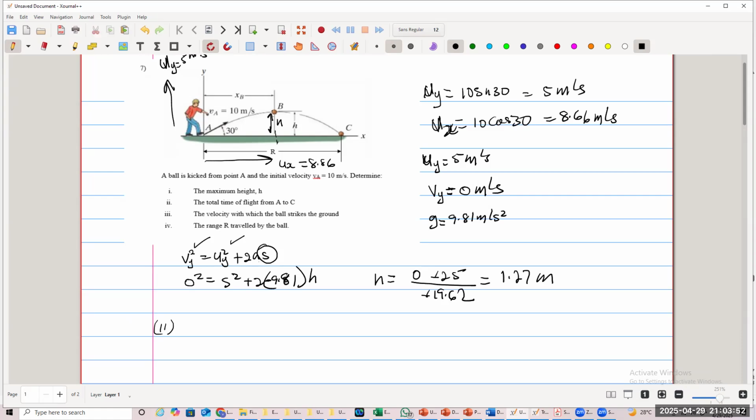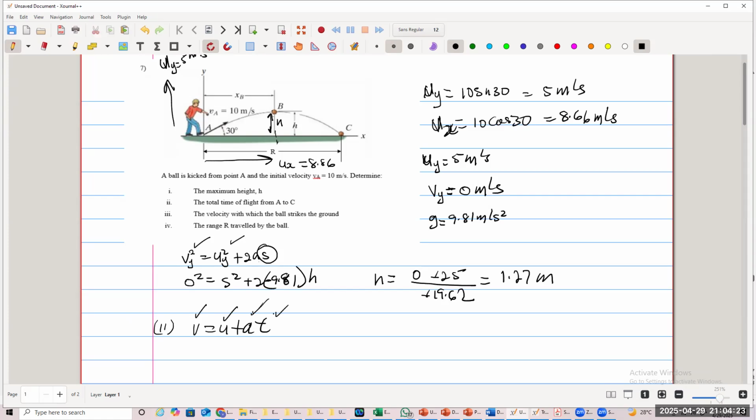So how do you go ahead and find the time to reach maximum height? We already have maximum height. How do you find the time to go there? We know that V equals U plus AT. We know that formula. That formula can help us because we have acceleration. We don't have time, sorry, but we have these two.